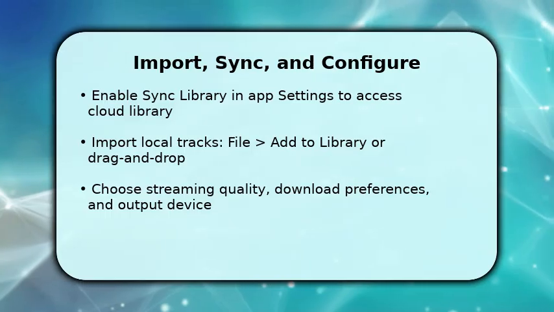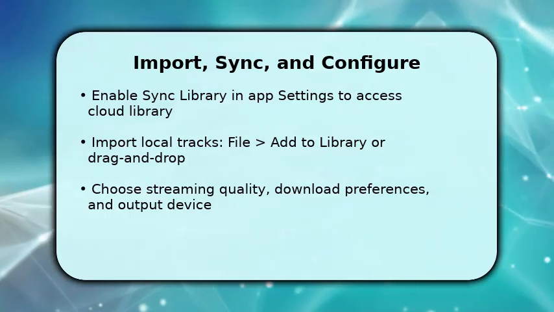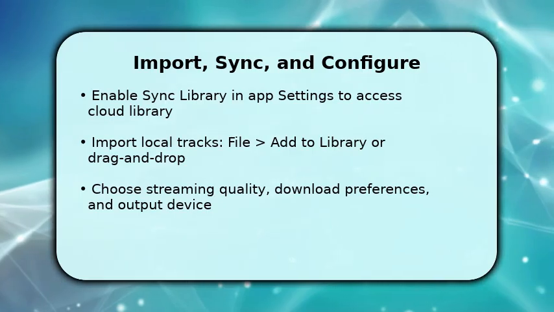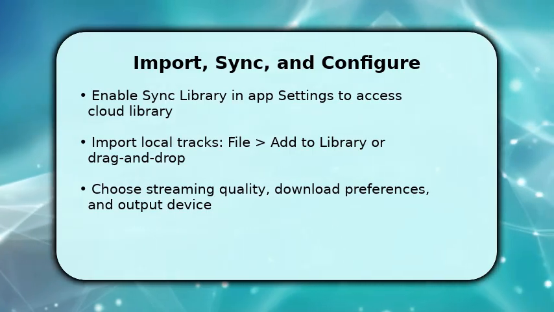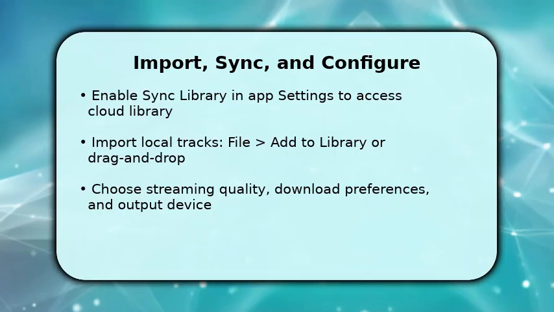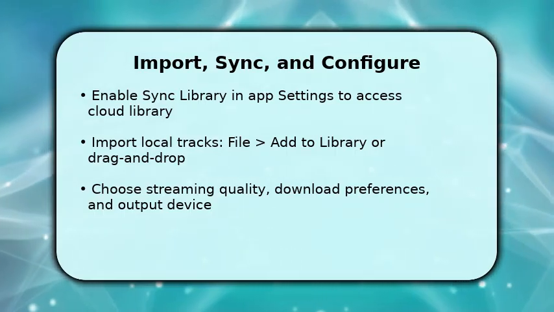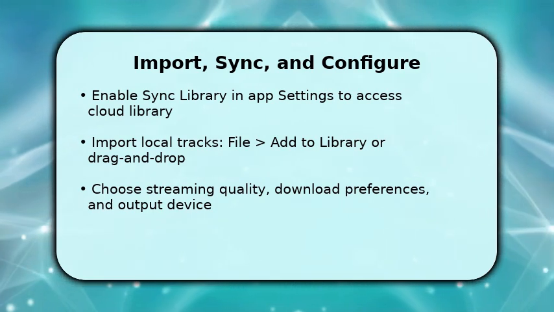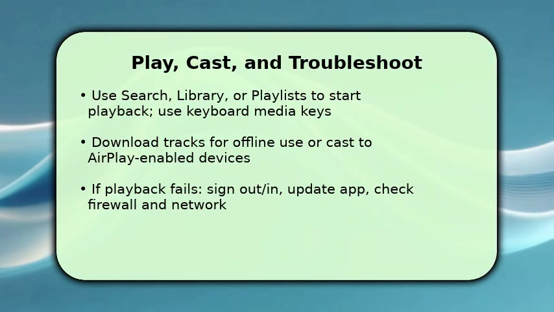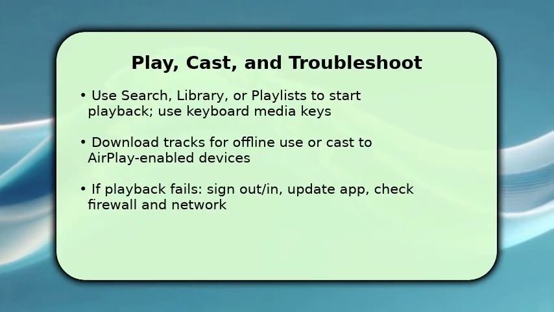Next, select streaming quality and offline download preferences so songs behave predictably on limited bandwidth. Finally, pick the correct audio output in Windows sound settings and the app to prevent muted playback. These steps optimize. Now you're ready to play. You search to find music, open a playlist in Library, and hit play.